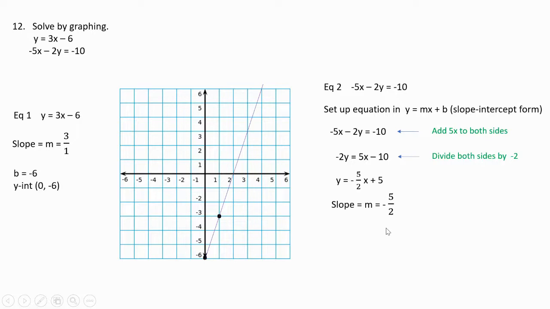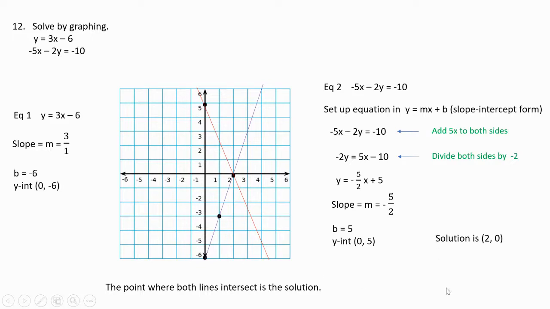So here, guys, my slope is -5/2, which means I'm going to go down 5 and 2 to the right. From where? From my b, which is the y-intercept, (0, 5). So (0, 5) is my starting point, so it's going to go up here on the graph. I'm going to go down 5: 1, 2, 3, 4, 5, and 2 to the right: 1, 2. So there's my other point. We connect the dots, and that's my line. So what's my answer? The answer is where they intersect. The answer will be (2, 0). That's my solution.